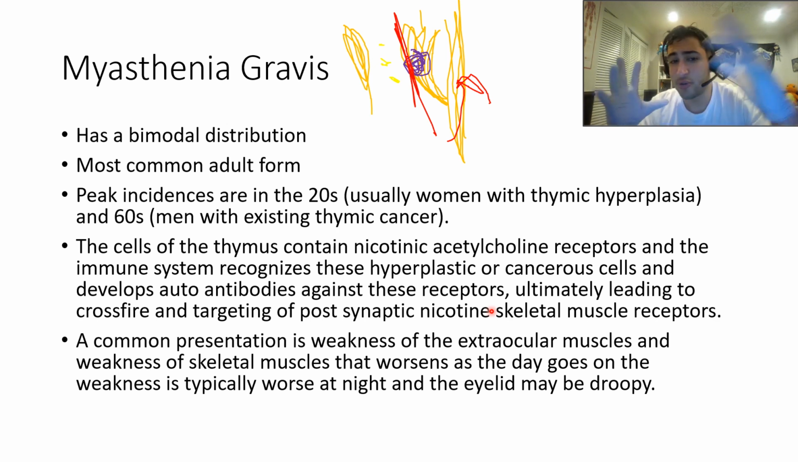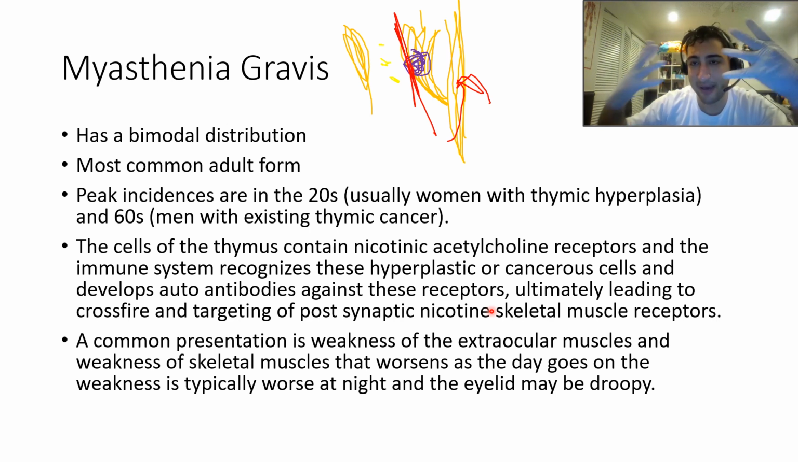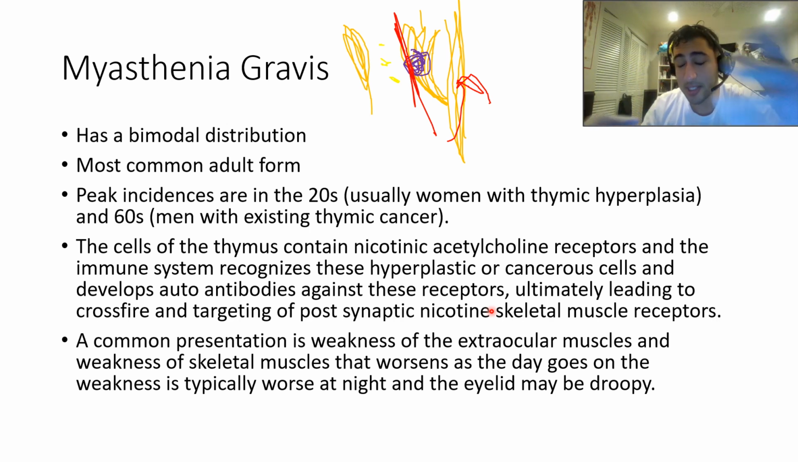And the weakness is usually worst at night because, think about it, you'll have a limited amount of acetylcholine, and acetylcholinesterase is active. So as the day goes on, you're exhausting more and more of your acetylcholine, and you have even less and less to compete with these autoantibodies, which are competitively inhibiting the binding site. I actually don't know if it's competitive or non-competitive. The point is the antibodies block out the neurotransmitter.